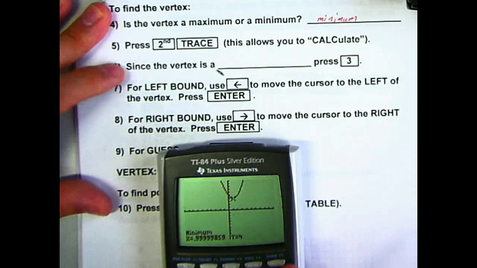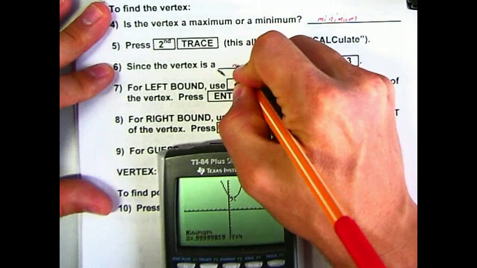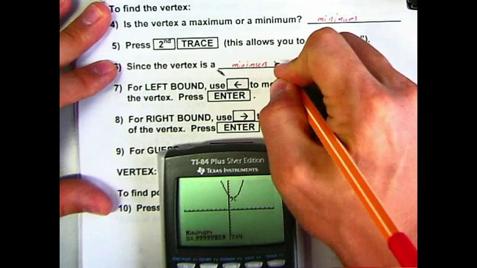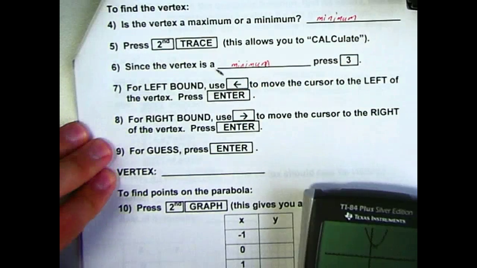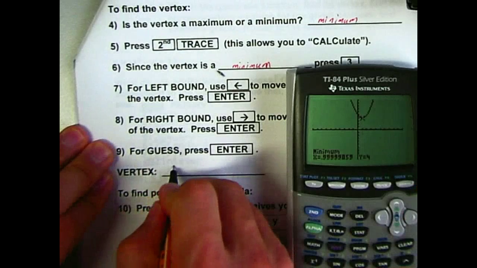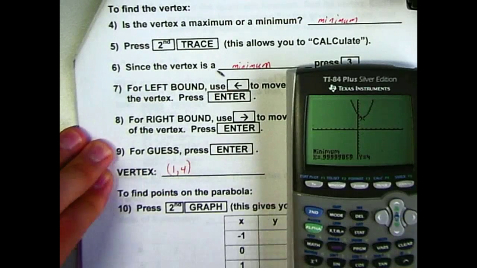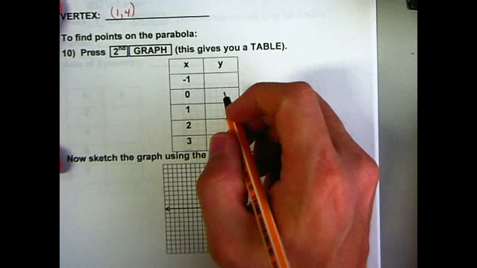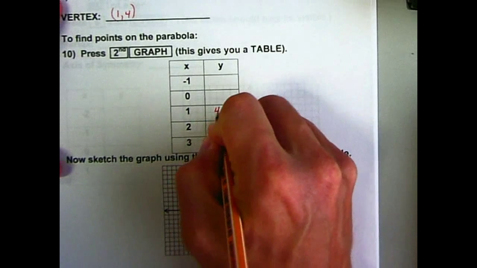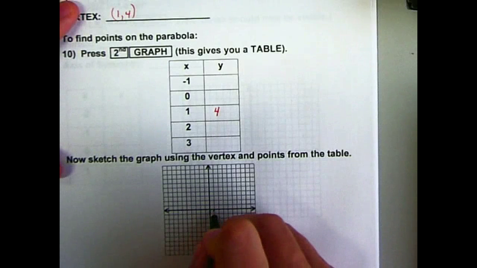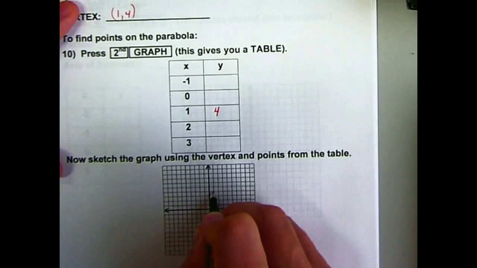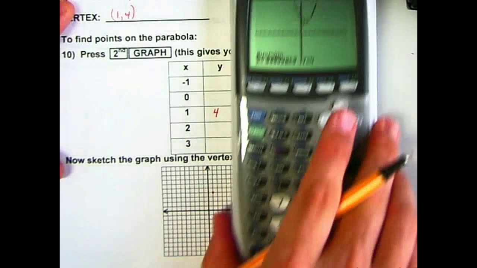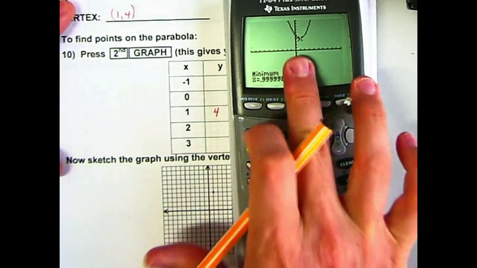Since the vertex is a min, let's go through our notes here. It's a minimum, and then we followed these instructions, and we found our vertex to be 1 and 4. So down here, look at what happens. We've got our 1 and 4 on our little table here. We know that that's going to happen, and on my graph, I've got the point 1 and 1, 2, 3, and 4. So we're part way there to seeing this picture properly on the graph.